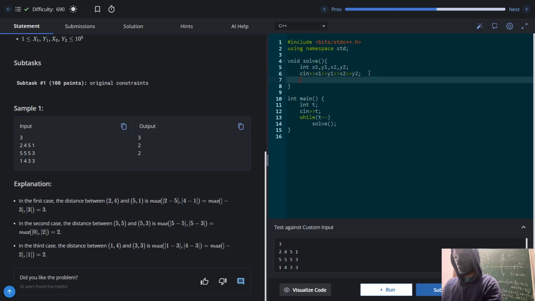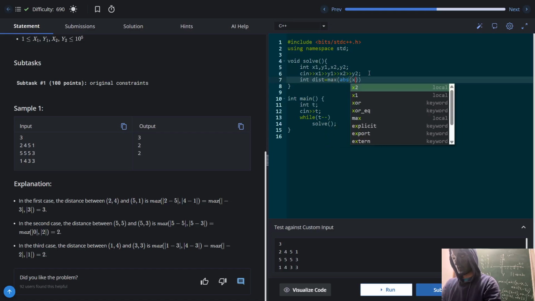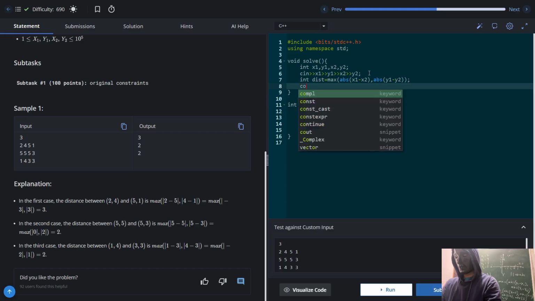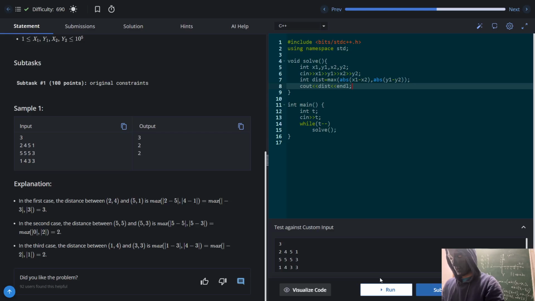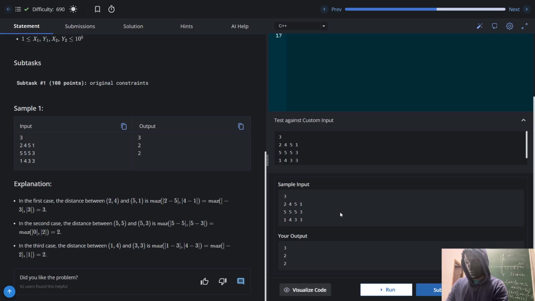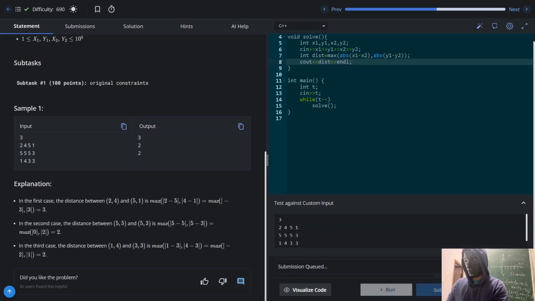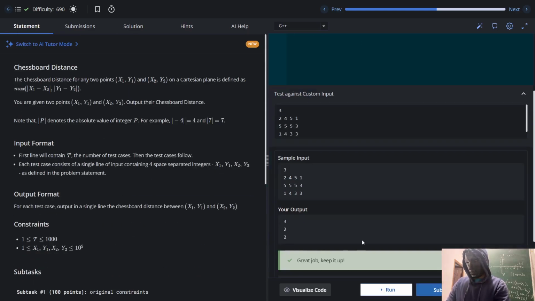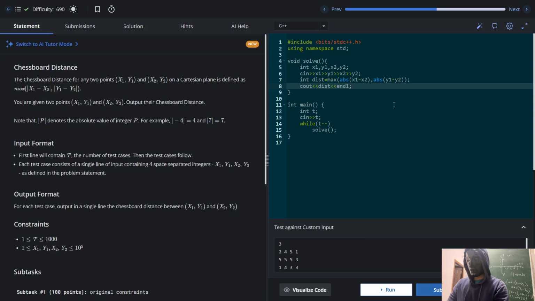So let us not waste time, let us directly code it up. Distance is basically max of absolute of x1 minus x2 comma absolute of y1 minus y2, and at the end we'll have to display the answer, the distance. Let's run the code. We'll be expecting 3 and 2. Let's see if we are getting it or not. So we are getting 3 and 2. Let's try to submit the code and see if it is accepted or not. Yeah, it got accepted.